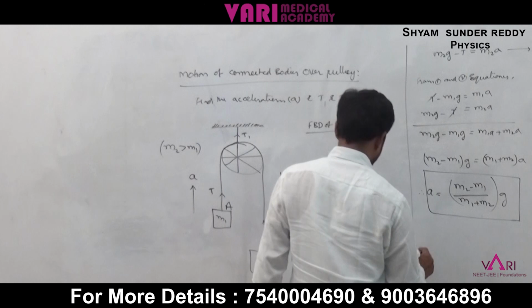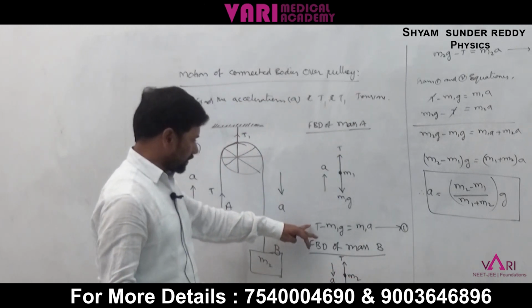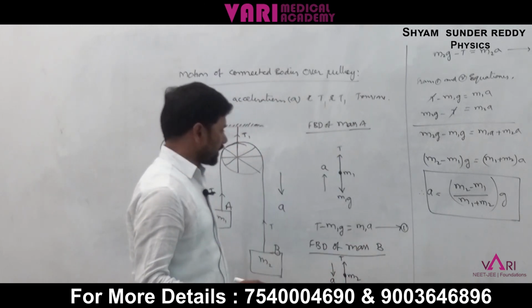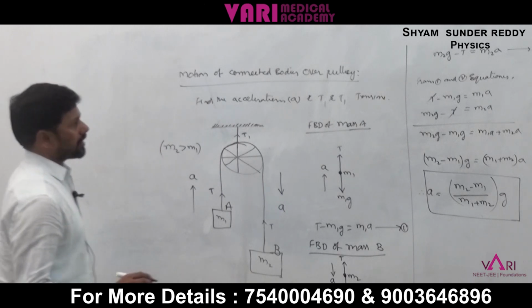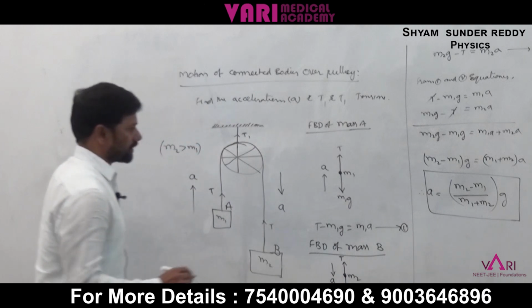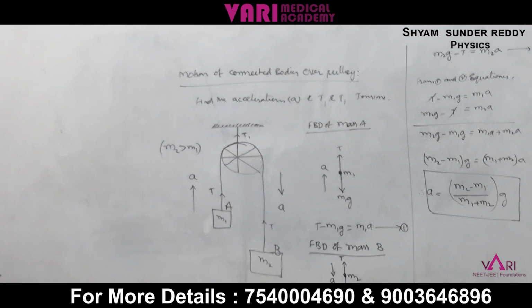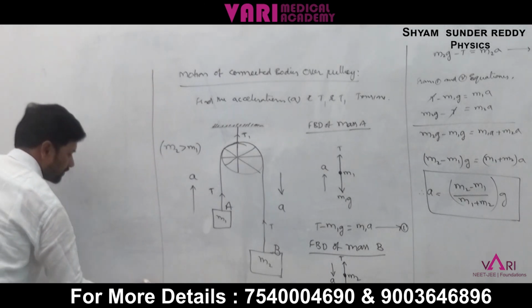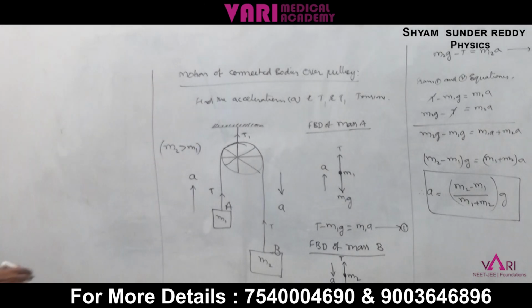How can we get the tension T? From the equation T minus m1g is equal to m1a, or m2g minus T is equal to m2a. Take any one equation; from that we will get it easily. If you substitute the a value, then you will get the tension. We need to find the tension T.